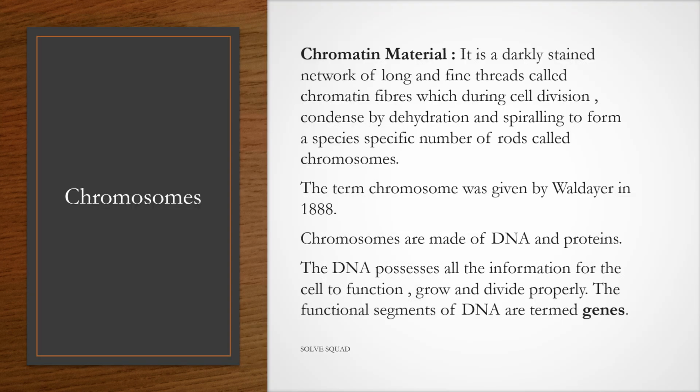Now let us look at the chromatin material, which is the basis to form chromosomes. So basically, chromatin is a darkly stained network of long and fine threads, and during cell division it condenses by dehydration and spiraling, and it forms chromosomes. This term chromosome was given by Waldeyer in 1888. Chromosomes are made up of DNA and proteins. So DNA is basically deoxyribonucleic acid. DNA molecules contain the information necessary for constructing and organizing cells. Functional segments of DNA are called genes.